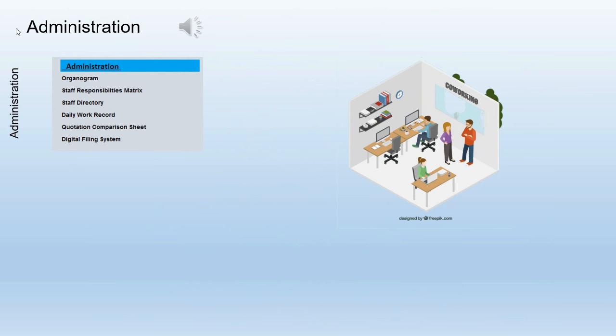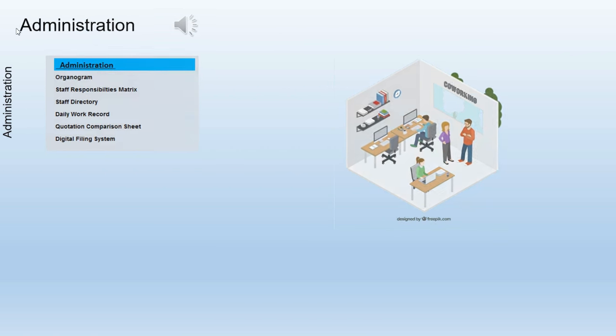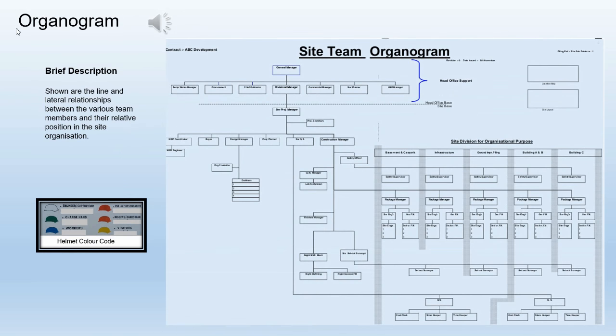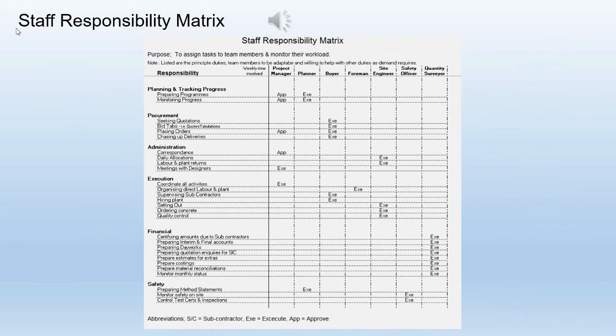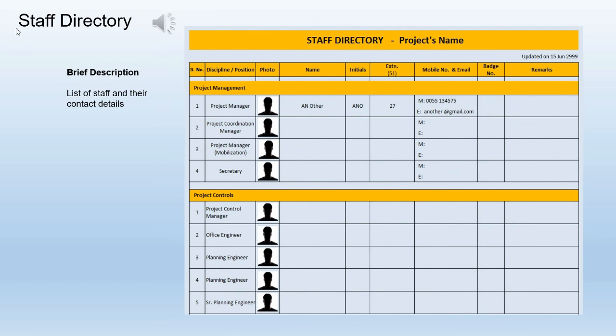Administration. Pause slides to read. Organogram. Shown are the line and lateral relationships between the various team members and their relative position in the site organization. Staff responsibility matrix. Staff directory.